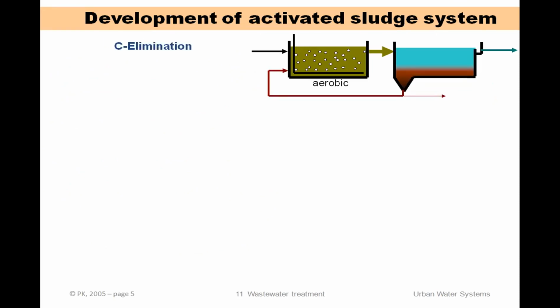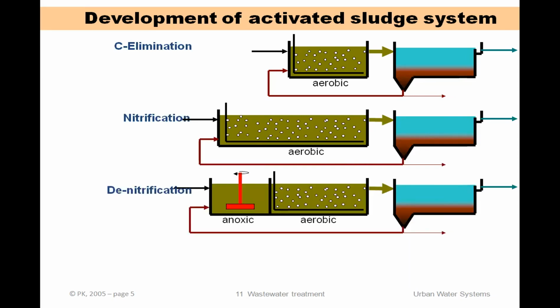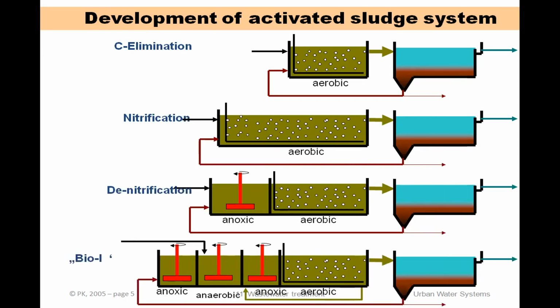As we know, carbon source elimination in the activated sludge process is carried out by aerobic treatment. Nitrification is also by aerobic treatment. Denitrification occurs by anoxic, then aerobic treatment. Phosphorus removal occurs by anoxic, anaerobic, then aerobic treatment, as referred by Dr. Mohamed.